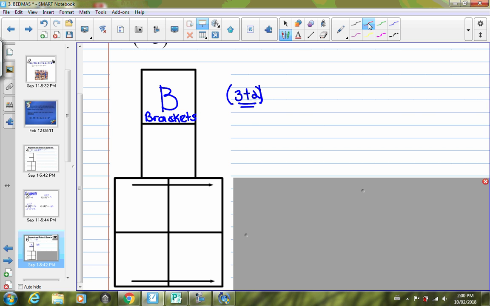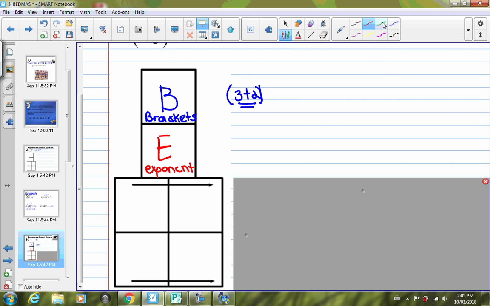Then we have our exponent, which is our E, which we just talked about. We take care of our exponents first.